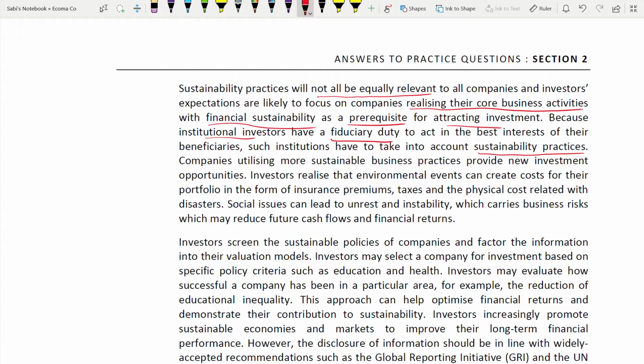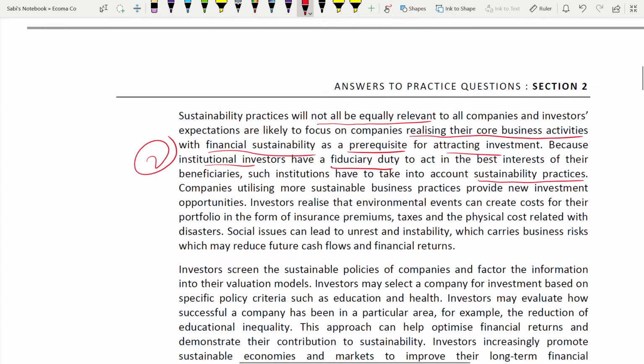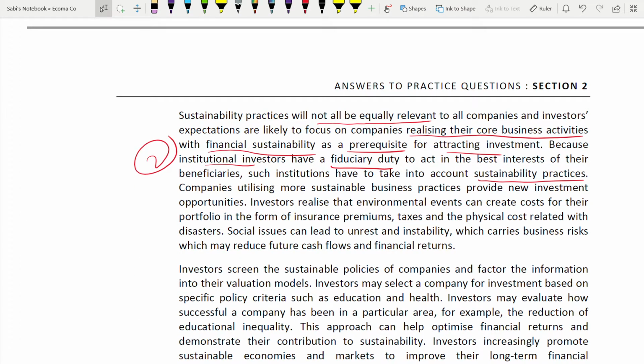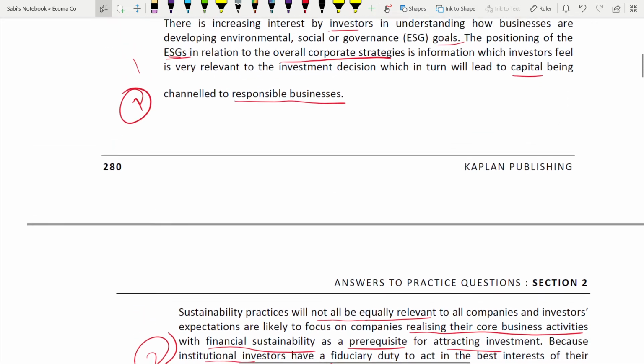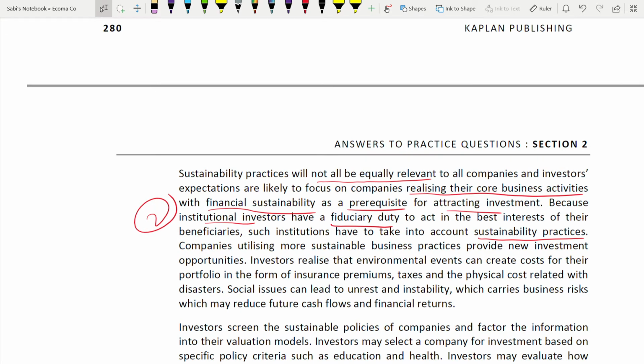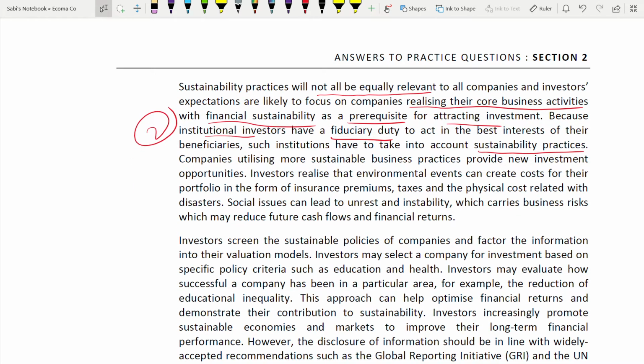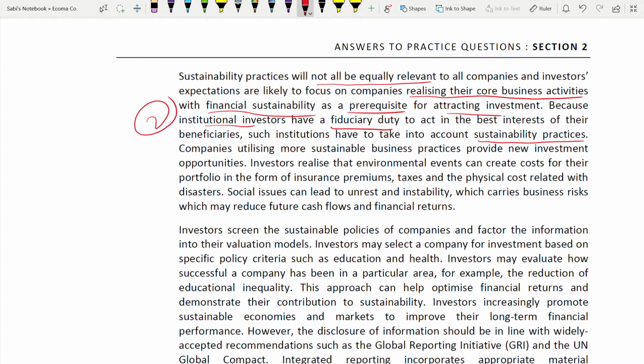Okay, so second point maybe from here you're getting. So 2 points are over. One, they have fiduciary duty. The first one is what? Responsible business. They are channeling their resources to the responsible business. So this is common, okay? These are just explanations on that point, that if you have more sustainable business practice, you can attract more investment.